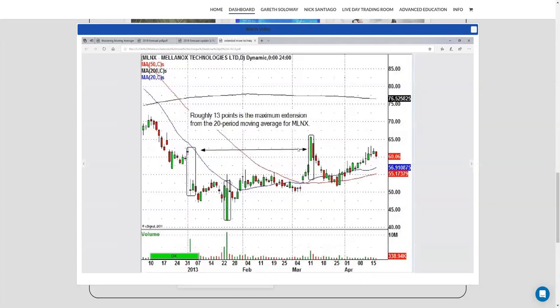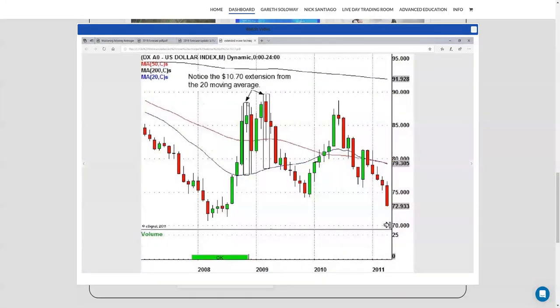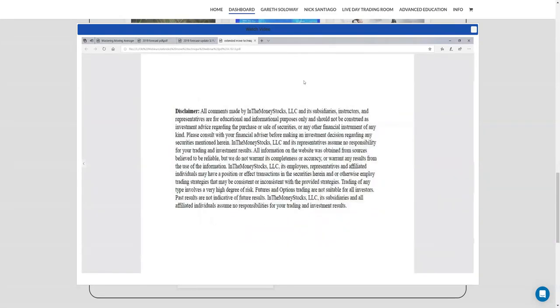Here's a chart of Mellanox. By the way, this got bought out today by NVIDIA. So you can see max extension, max extension, max extension. Here's a chart of US dollar. Max extension, max extension. Can only go so far away. The monthly chart too. All right, any questions on that? Very powerful technique. I've been using it for so long now. Everybody got that? So just another tool you could add to your arsenal using moving averages.